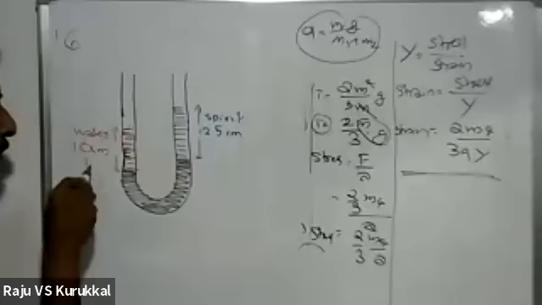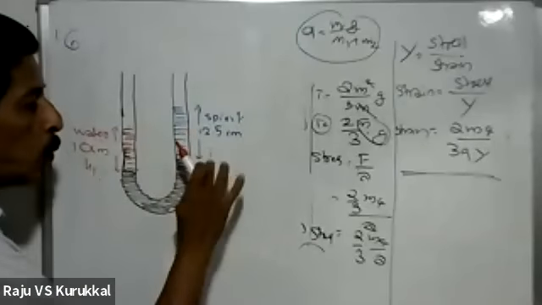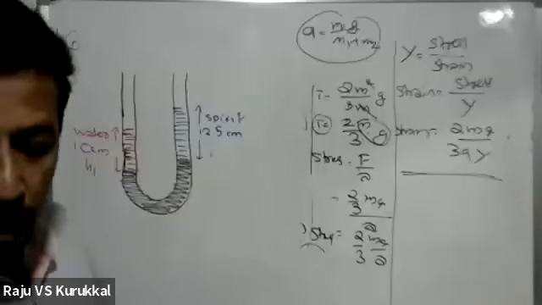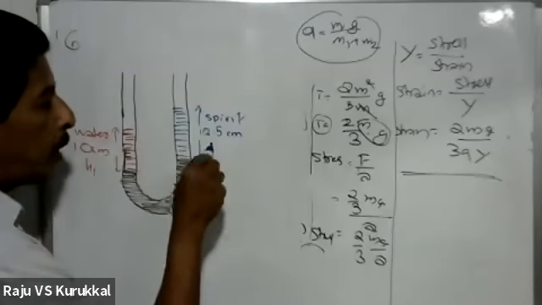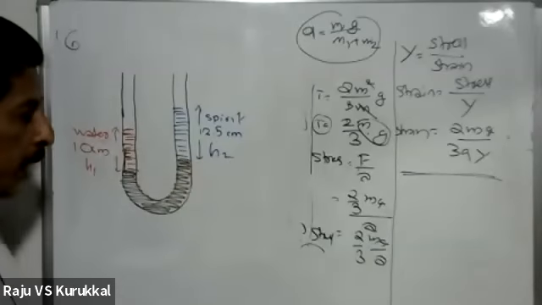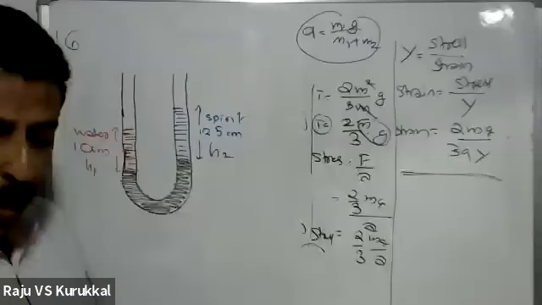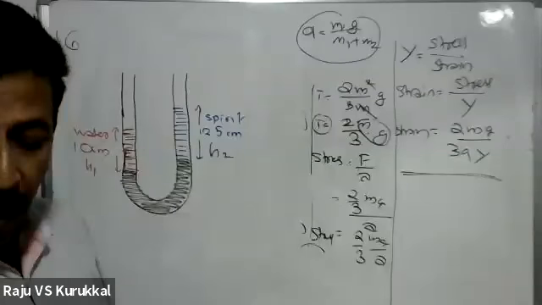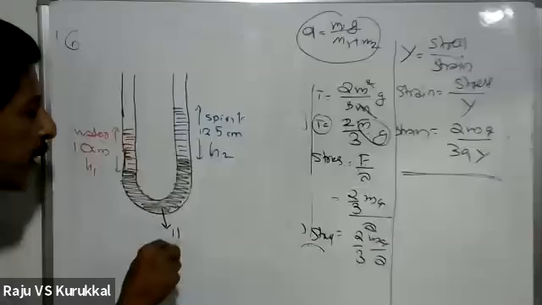Let this be H1, and this is H2. This is the mercury column, and spirit is in the height H2. And this is mercury, black color. Mercury is what is filled here.